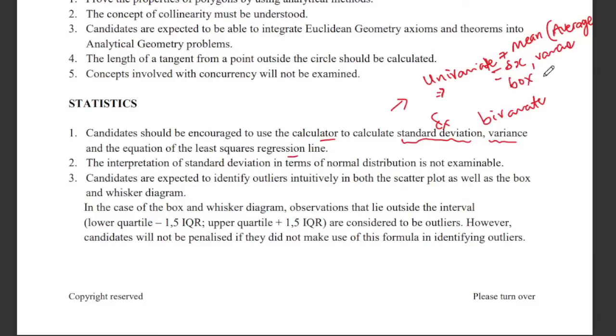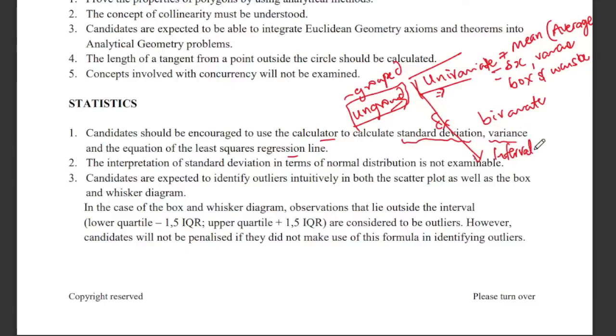and whisker. Okay, so still under the univariate, remember the categories should be 2, the grouped as well as the ungrouped. Okay, so with this mean, standard deviation, and variance, it goes for ungrouped. When it comes to the grouped, which deals with the intervals or classes. Okay, that's where we have the frequencies, the cumulative frequencies, and also the ogives, or the cumulative frequency graph. Okay, so we need to know how to work around this.